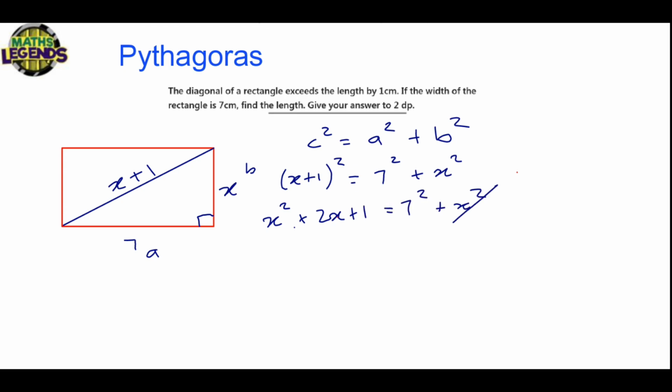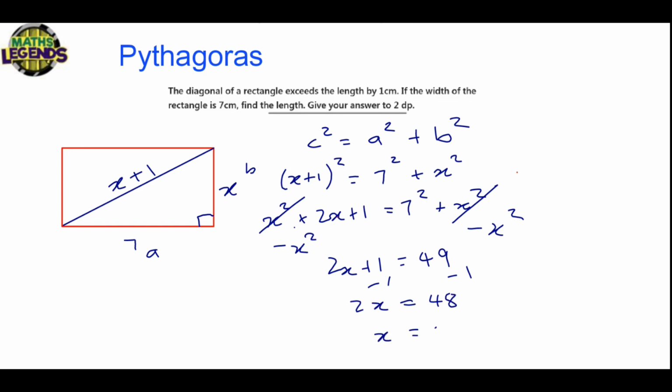We can cancel this with this one by simply taking x squared off on both sides. We simplify the next step, which is 2x plus 1 equal to 49. So this becomes 49 minus 1, and minus 1 on this side. So this simplifies to 48, 2x. So x here is 24. So that means our length is 24 centimeters, as our units were given in centimeters.